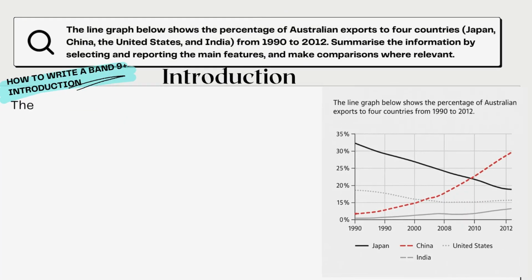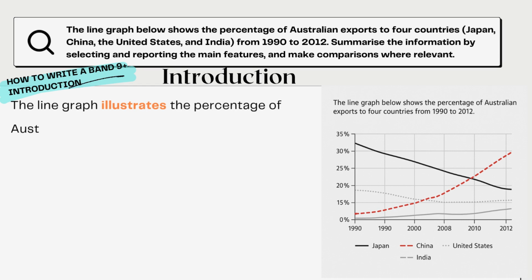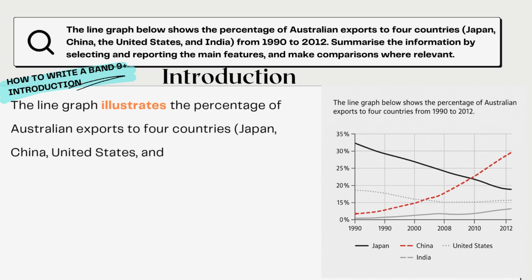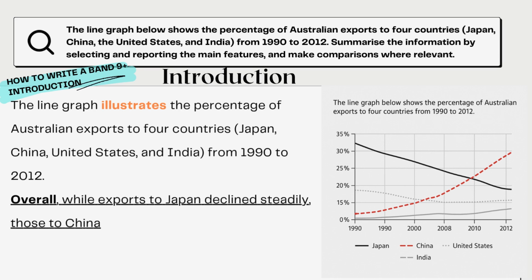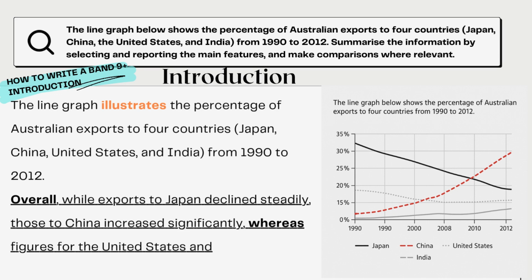Let's get into the paraphrased version. The line graph illustrates the percentage of Australian exports to four countries: Japan, China, US, and India from 1990 to 2012. Overall, now the underlined version is the overview. So, overall, while exports to Japan declined steadily, those to China increased significantly.